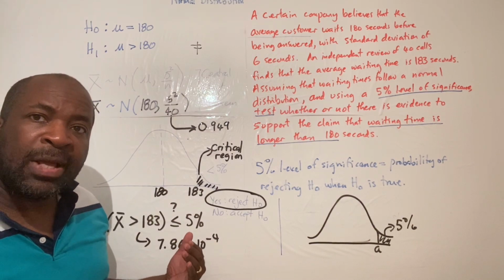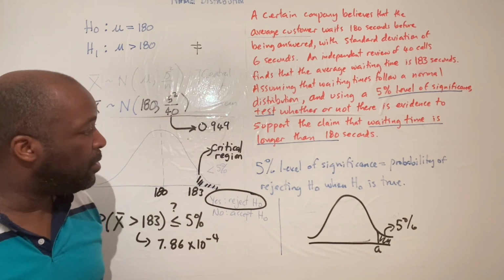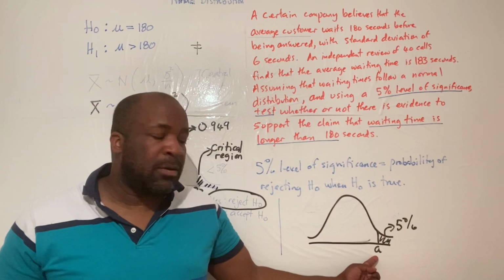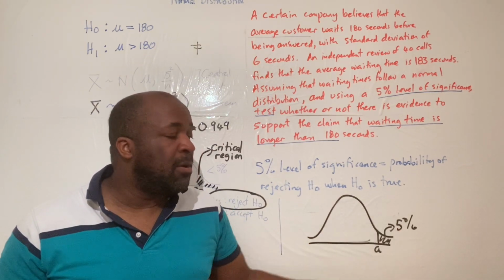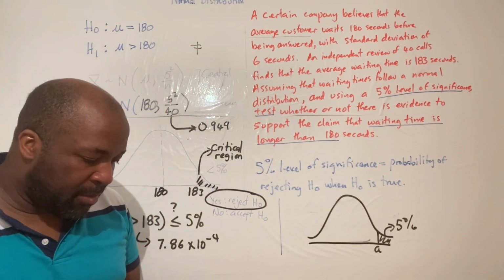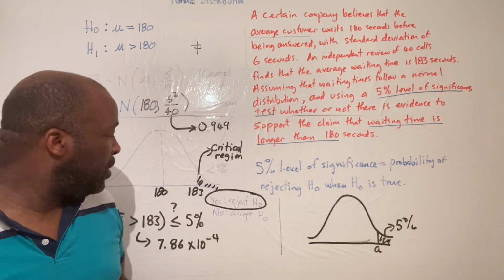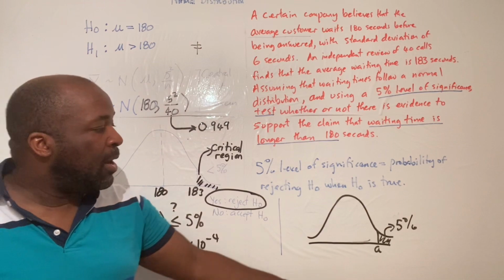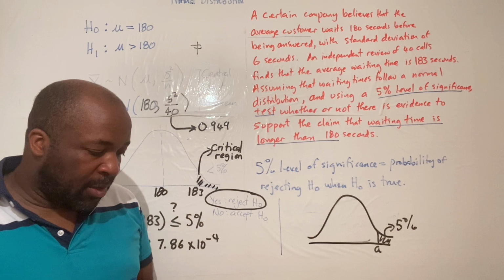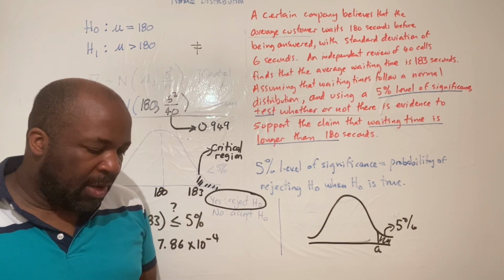All right, so let's also look at the critical value approach. So the critical value approach requires me to solve for the critical value that corresponds to 5%. I'm now going to use the inverse normal method to find the critical value, and then check whether or not 183 lies inside the critical region or outside the critical region. So we go to distribution, normal, inverse normal.